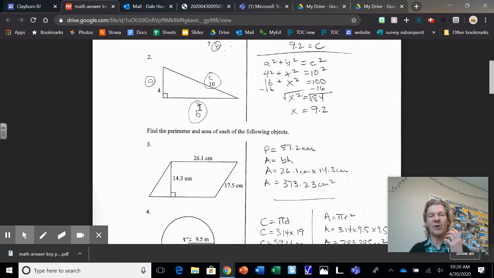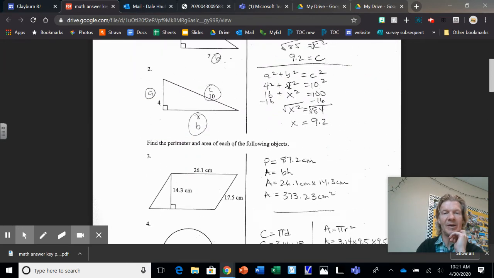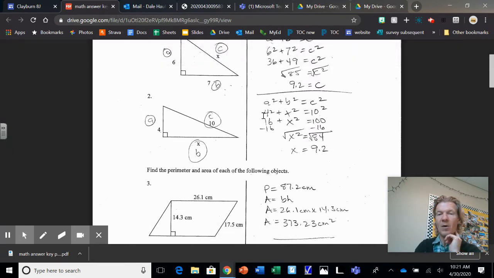So I still use the same formula, a squared plus b squared equals c squared. And I substitute in the same way. Where I see an a, I'm going to put a 4, right? Now when I see a b, I'm going to put an x. And when I see a c, I'm going to put a 10. Okay, I'm going to scroll down a little bit because this keeps interfering with me here. Okay, now what I end up with is 4 squared is 16, plus x squared equals 100.